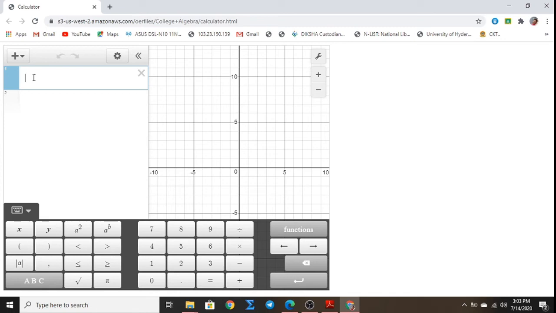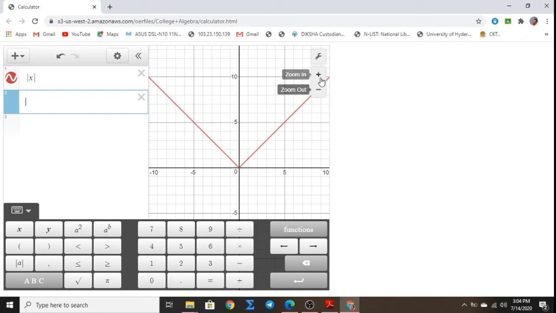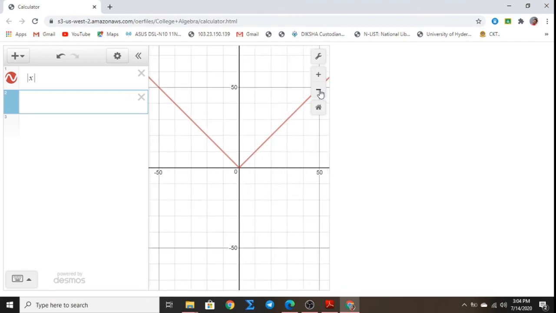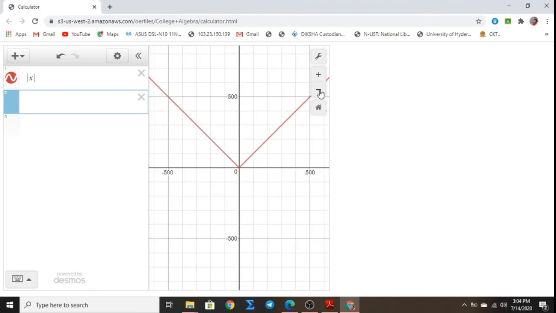First of all, we draw the graph of our first function, mod x, and see here the graph of the mod x function. Just enter. So this becomes the graph of the mod x function as we have observed, and here are plus and minus signs. If we press the plus sign, it will zoom in, and if we press the minus sign, it will zoom out. And look at the graph that we have drawn.